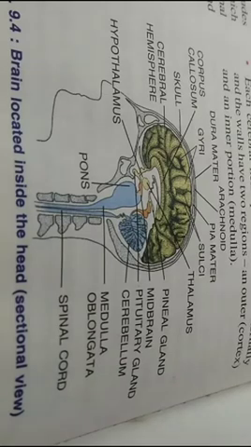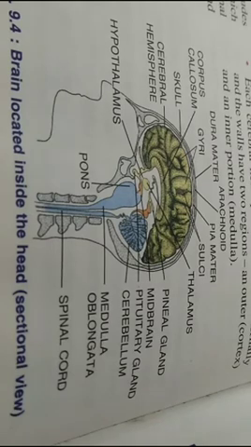Cerebrum is the largest portion of the brain. It is divided into two halves, one on the right side and one on the left side, and each half is called a cerebral hemisphere. The outer surface is highly convoluted with ridges and grooves.